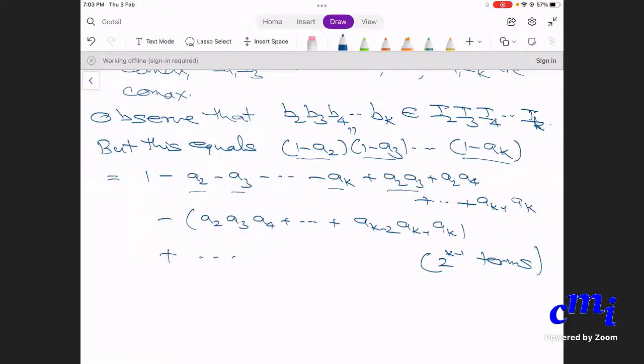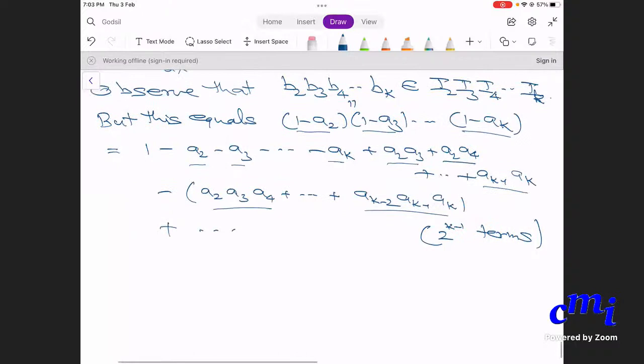Every term is in I1 except the first term, which is 1. Right? The element 1 is not in I1, but since A2 to Ak are in I1, all the rest of the terms are in I1. So you can write this as 1 plus A, where A belongs to I1. And I claim that we are mostly done.